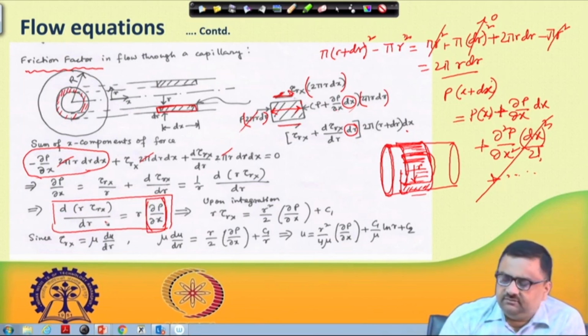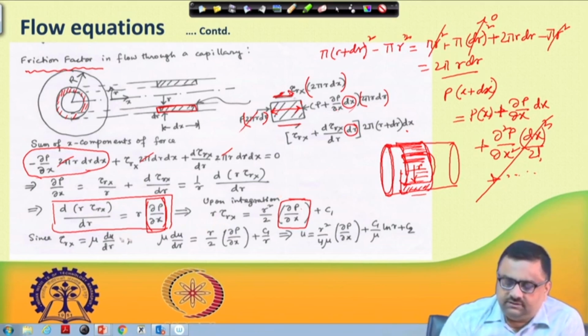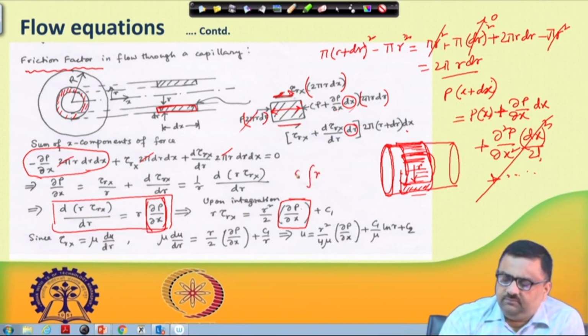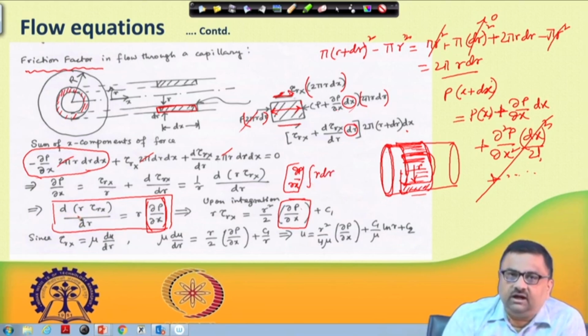So, when we do the integration, it is d of r tau r x equal to, dr goes to the right hand side. So, d of r tau r x is equal to some constant into r dr. Basically, that is how we are treating it. This is just a box we are carrying, we are not getting into this. So, r tau r x is equal to r square by 2. When you do the integration, it is basically integration of r. So, you have del p del x, this box remaining outside, into r dr on the right hand side, and on the left hand side you have d of r tau r x.